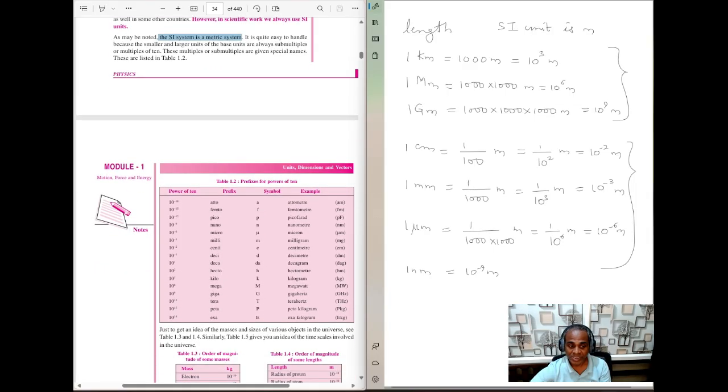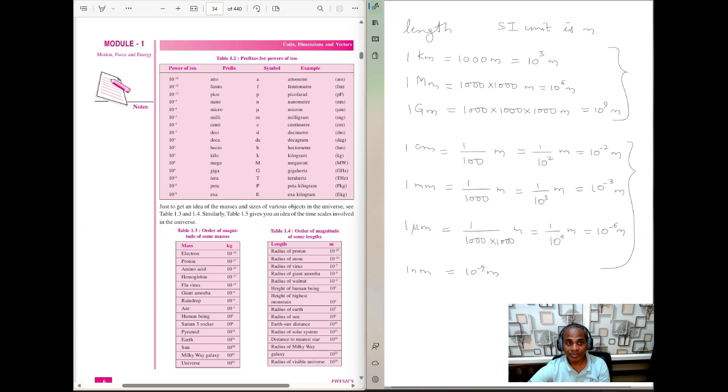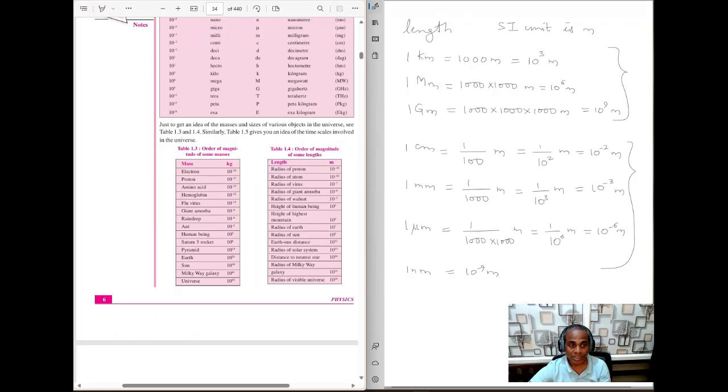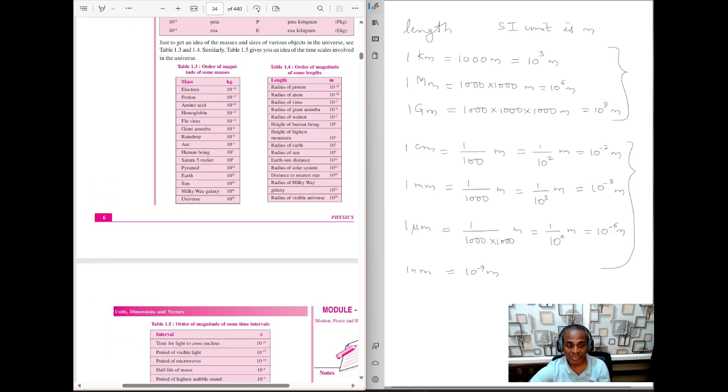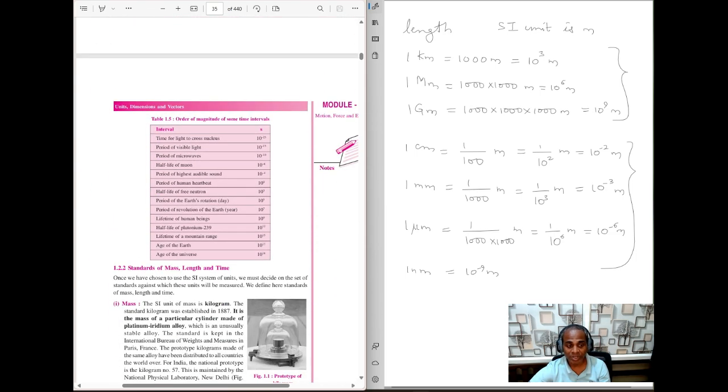Now, here are some of the prefixes for smaller units of measurement, and similarly for larger units. The prefixes you need to remember. For length, the suffix meter comes. For mass, the suffix kilogram comes, and so on. Now, here are some orders of magnitude of very small quantities as well as very large quantities, just for informational purpose, and similarly on a time interval level.